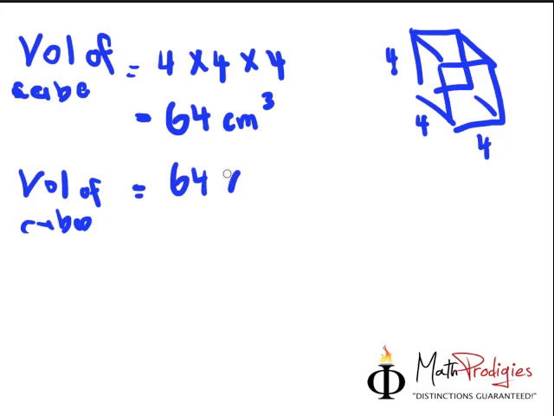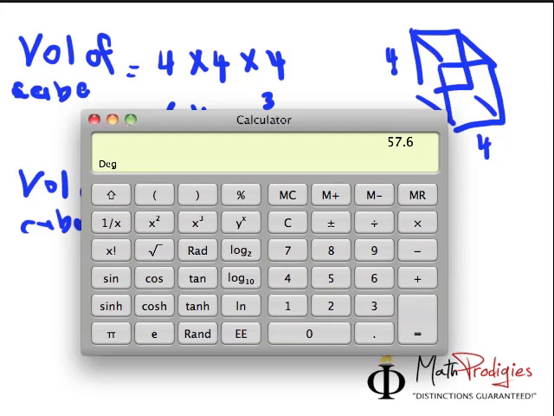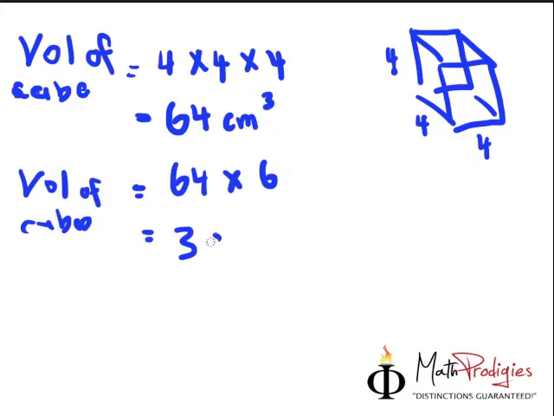64 times 6. Why times 6? Because there are 6 cubes. 6 times 6 is 36, so 360. 4 times 6 is 24. That means the answer is 384. 64 times 6 is 384. So the total volume for part A is 384 cm cube.